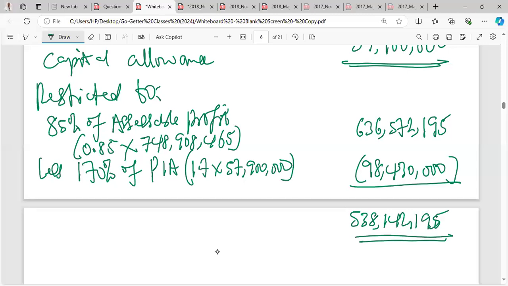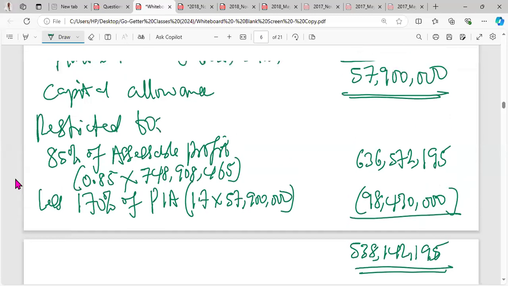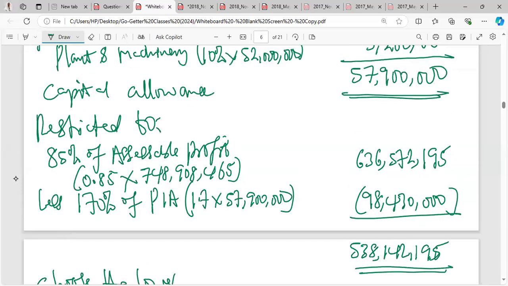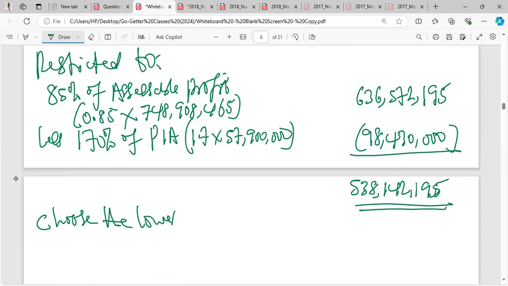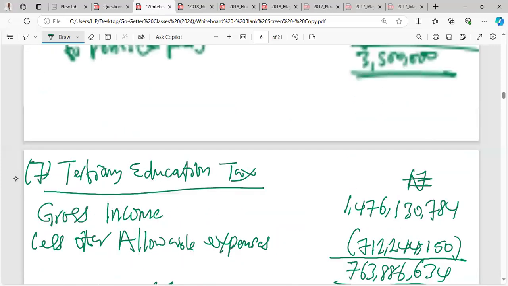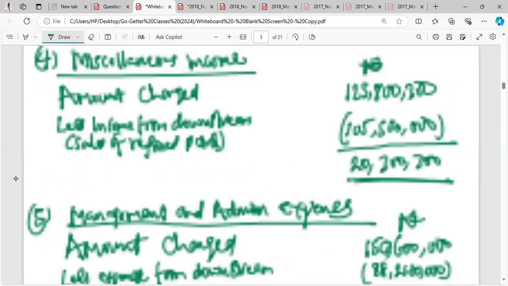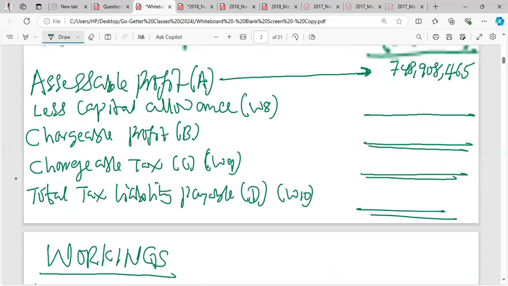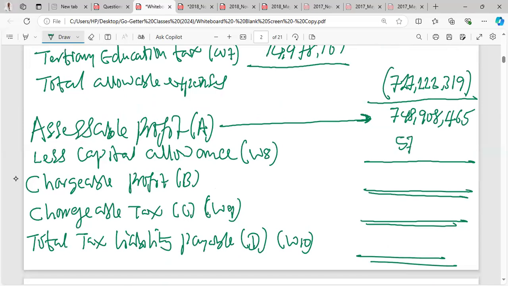Okay, now we'll need to take the smaller one. So the smaller one is 57,900,000. So we'll say choose the lower, which is 57,900,000. So that's what we are going to take. Take it down here.